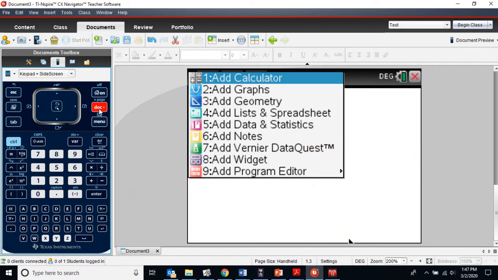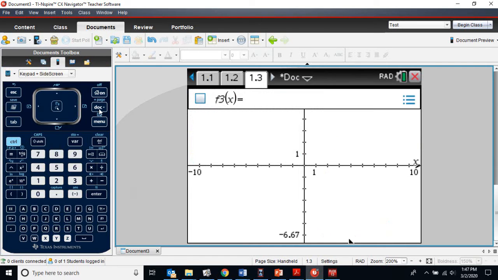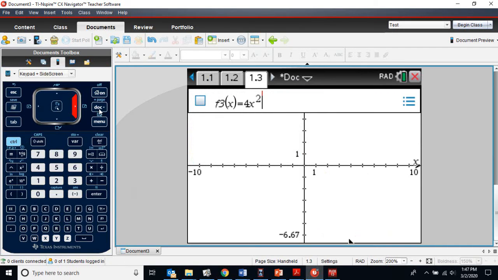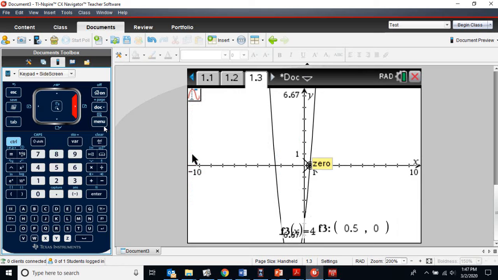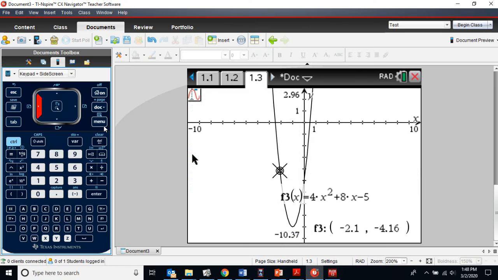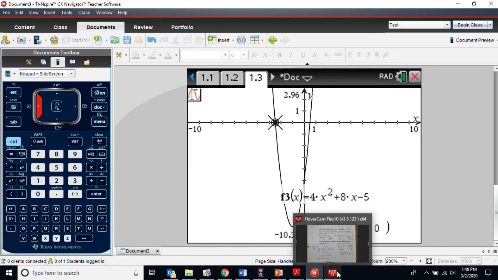So if I go to a graph page and I type in the original question, 4x squared plus 8x minus 5, I'm looking for where it equals 0, and it equals 0 along the x-axis. And if I press menu 5-1 and I look, there's 1/2. Then if I go to the other side, I get negative 2.5, which is my negative 5 over 2. Okay, so right now the calculator is a way for us to check our answer.